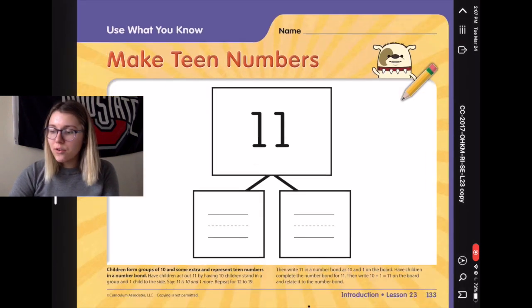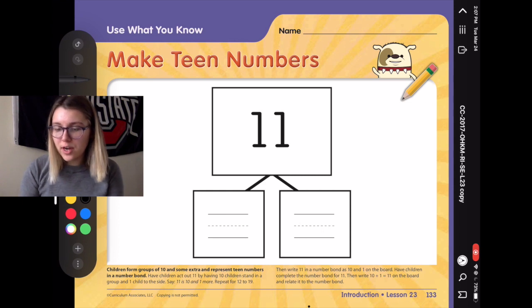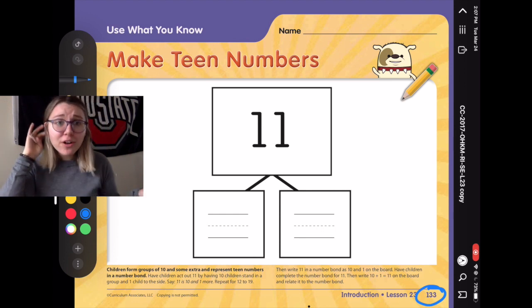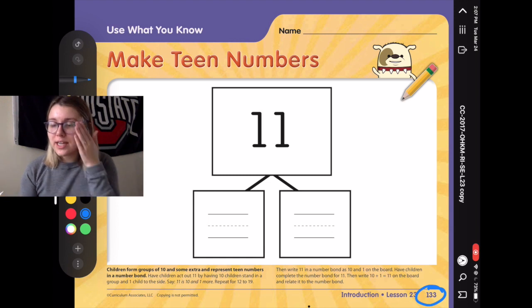So now you guys are going to turn to page 133 in your math books. And you know that it's page 133 because at the bottom it'll say 133. And your caregivers can help you out with that. And we already did this. So let's go ahead and do it together, okay?